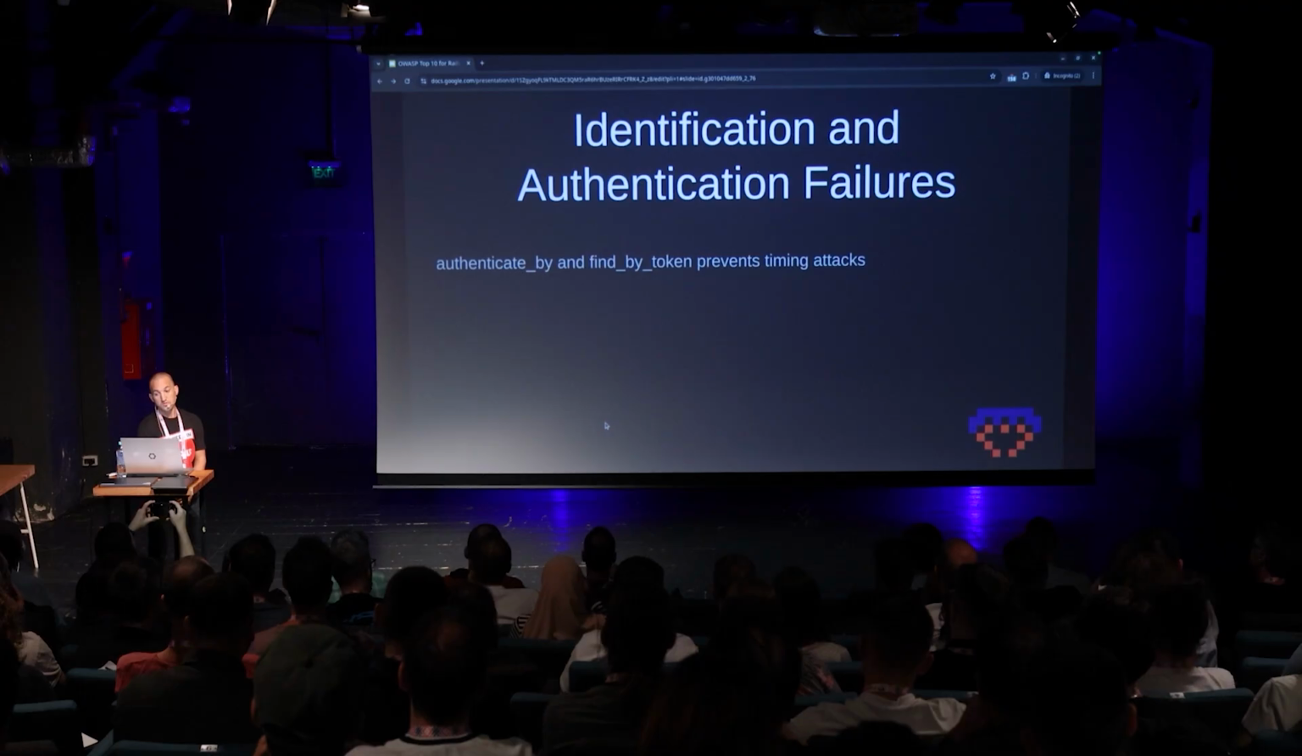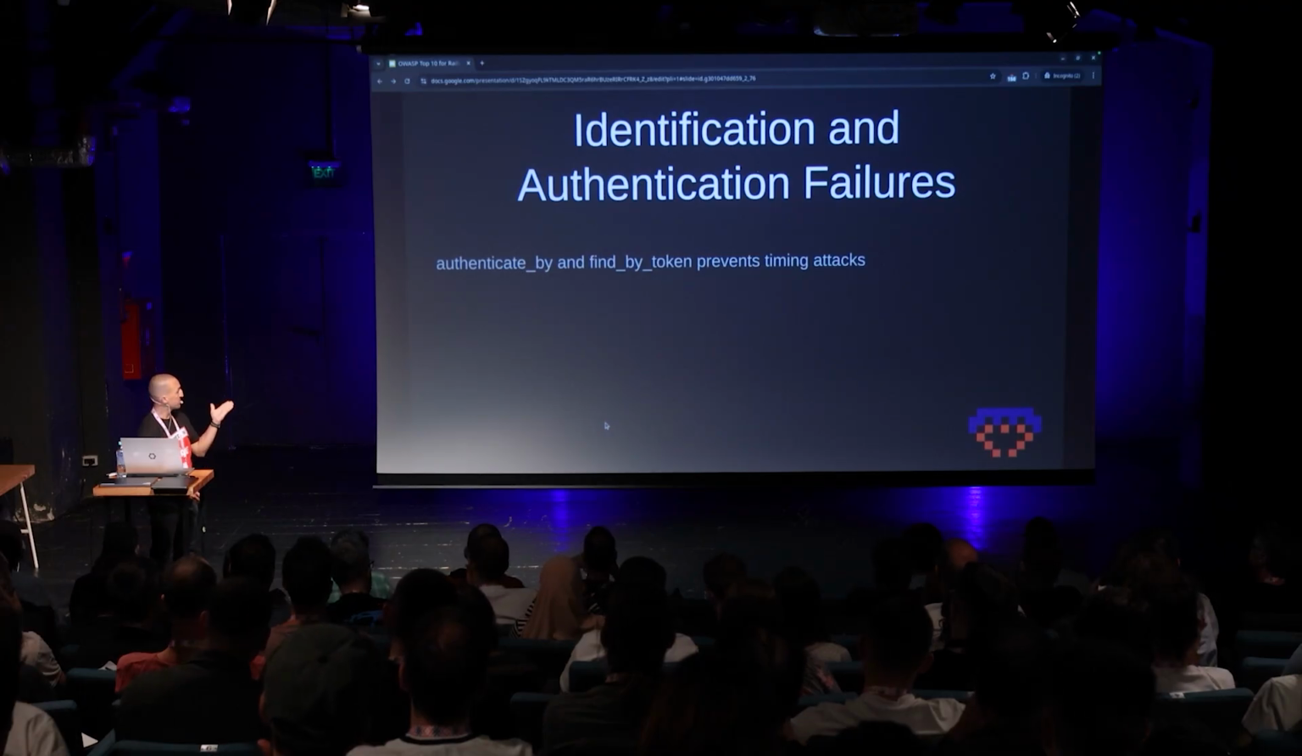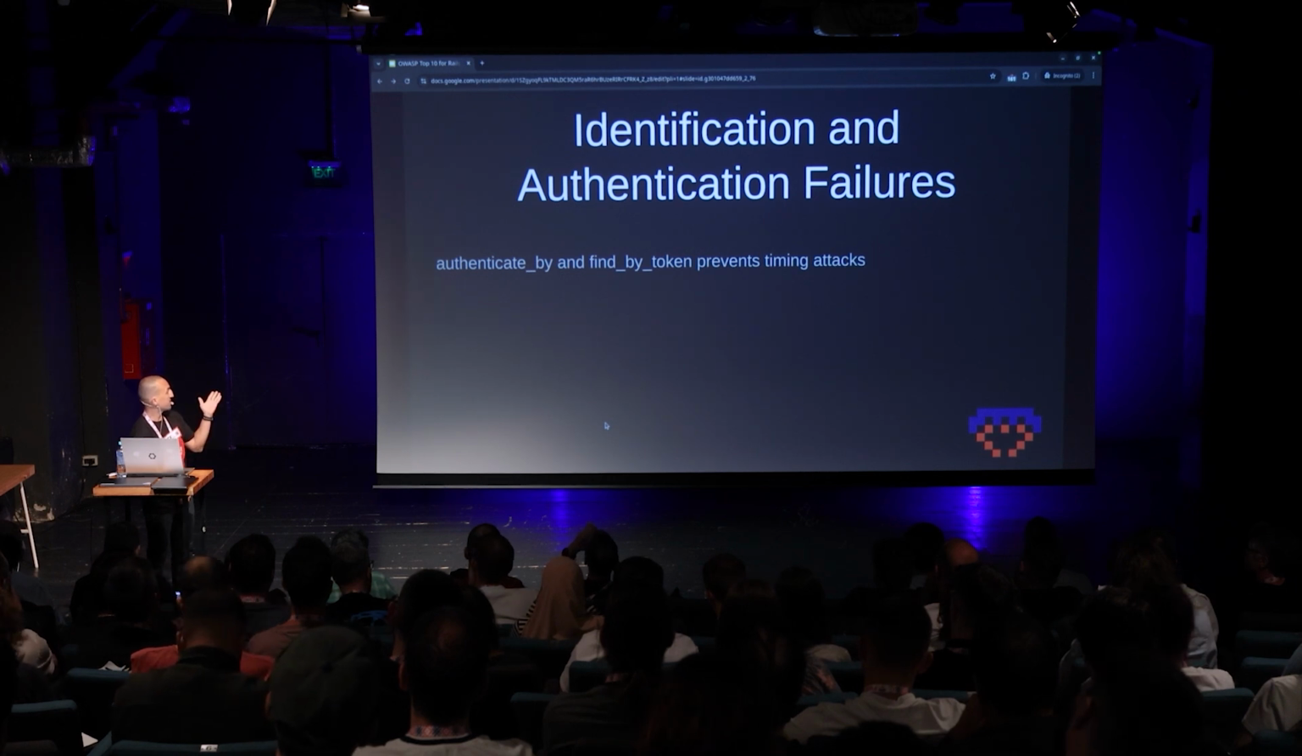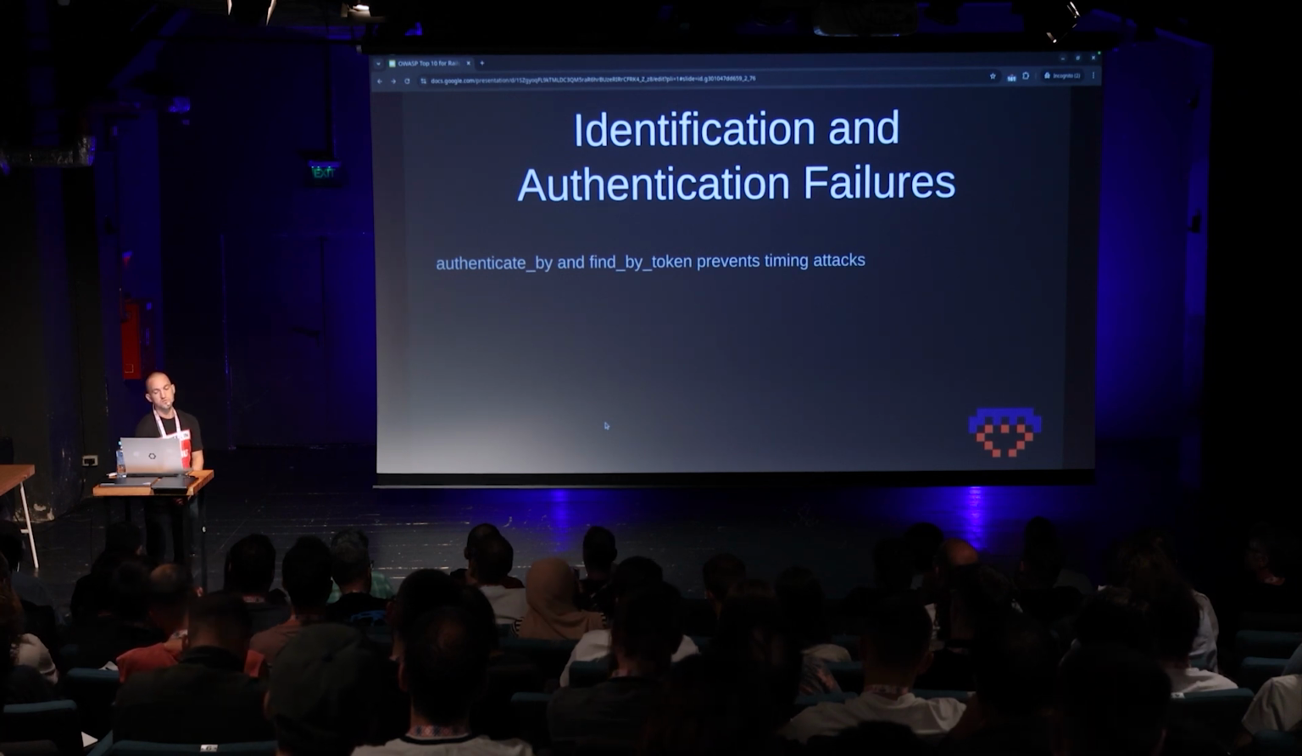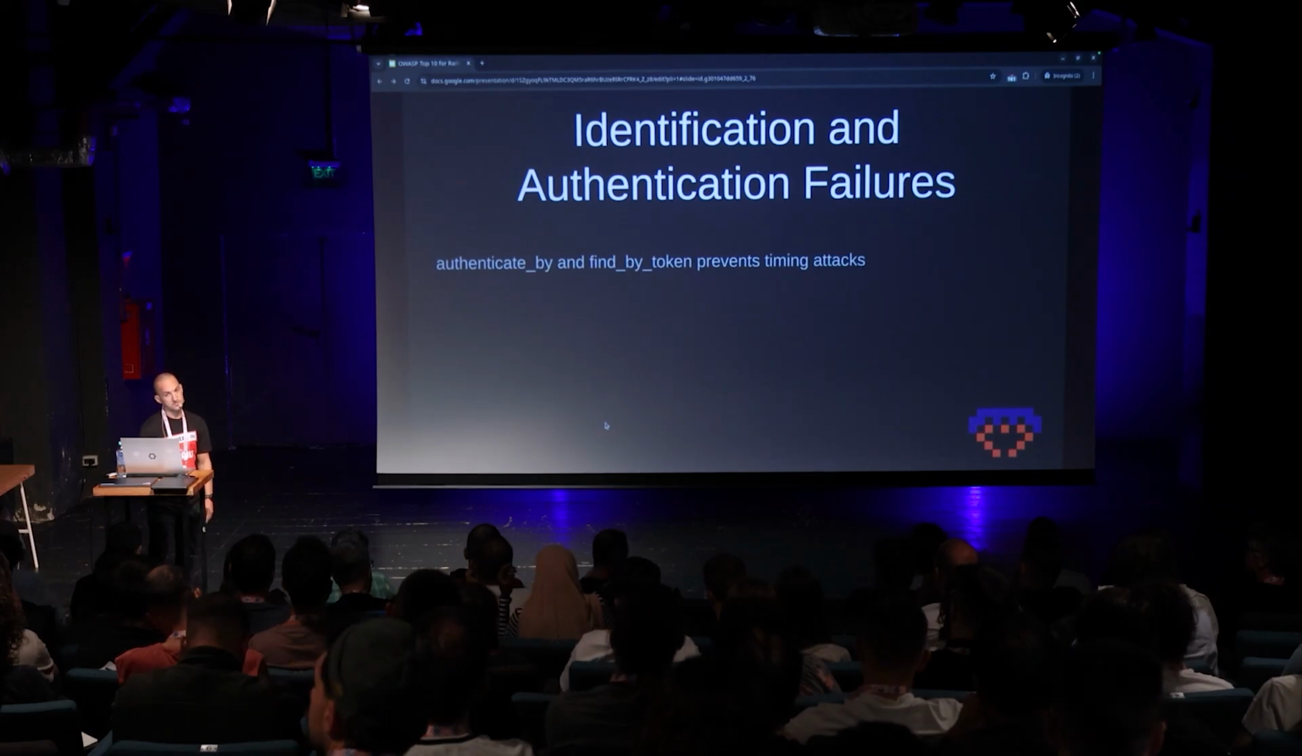For strong cryptography, you can use has_secure_password, has_secure_token, and all of the new Rails helpers, because don't roll your own crypto. It's very difficult, very complicated, and it's easy to make a mistake. Also, to prevent timing attacks, you can use some Rails helpers, which are authenticate_by, find_by_token, and all of the new helpers. They prevent timing attacks. This is also complicated. Don't try to do it yourself. It's going to be probably vulnerable.